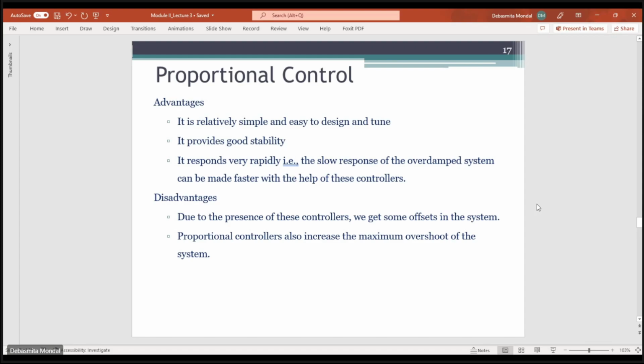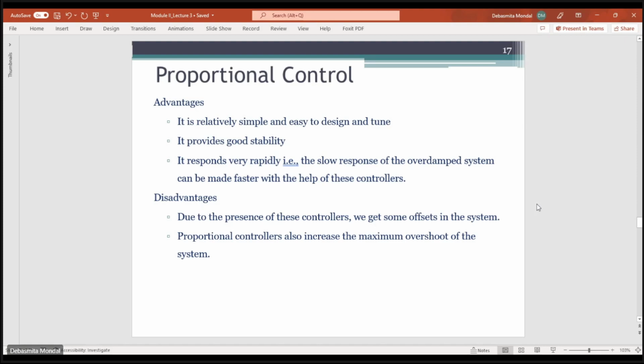Then if you have an overdamped system which has a very slow response, it can be improved up to some certain extent by using a proportional control. But the major drawback of this proportional control is that, using these controllers, there will definitely be some offset introduced in the system. So if your system cannot accommodate these kinds of offsets, then using only proportional control is not going to satisfy your criteria.